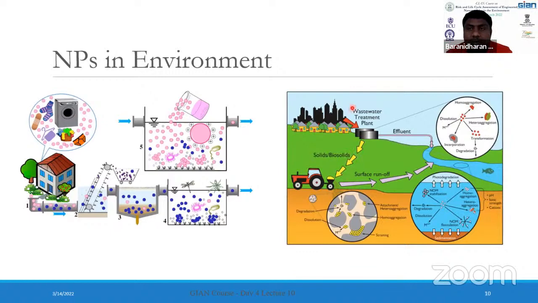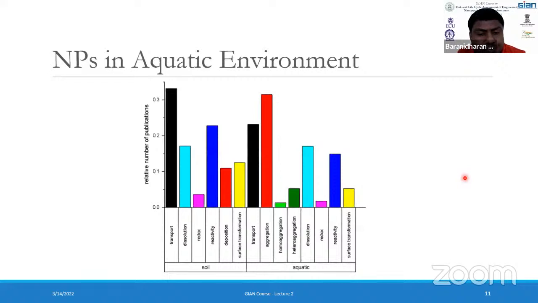Once you apply it onto the agricultural field, with rain it can again be taken back into the river stream. In soil there are different microorganisms. Either the nanoparticles get into the soil and stay within the soil itself, or they can be transported to the nearby water stream. So again, this is one big thing that needs to be looked into.